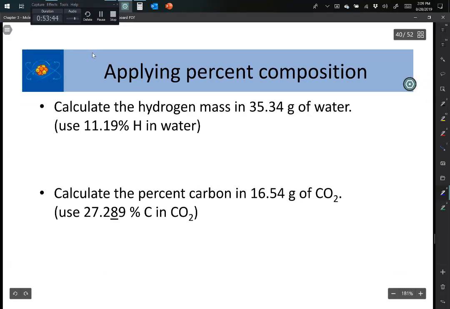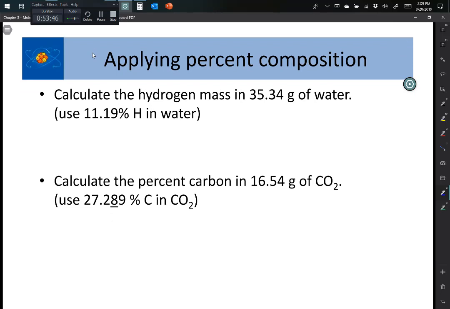Okay, so how do we use percent compositions? One thing you can use it for is to calculate the mass of hydrogen in a given mass of water. Let's say I have 35.34 grams of water, and I want to know how much of that is hydrogen by mass, just the hydrogen. So I have this 11.19. This is what I calculated earlier.